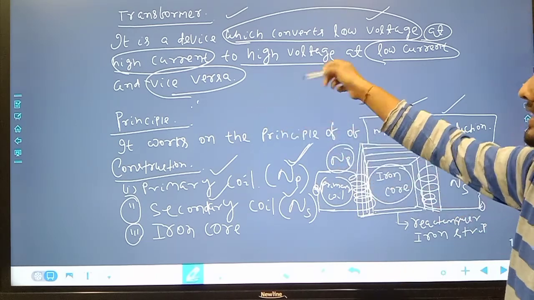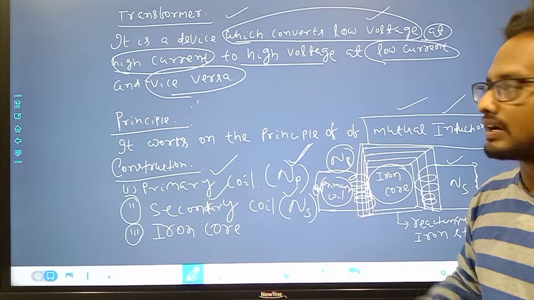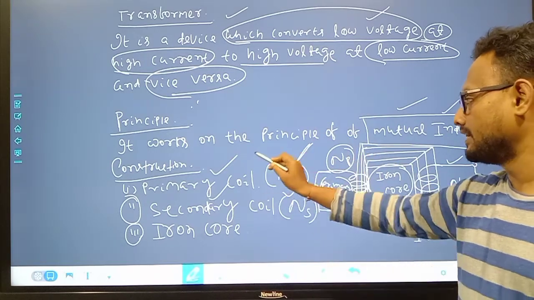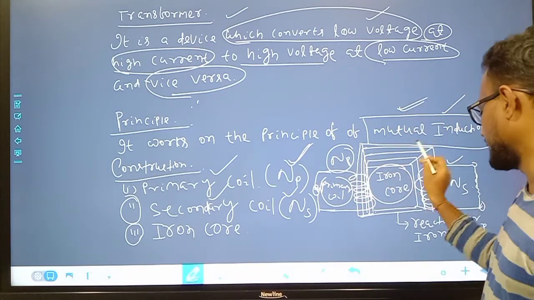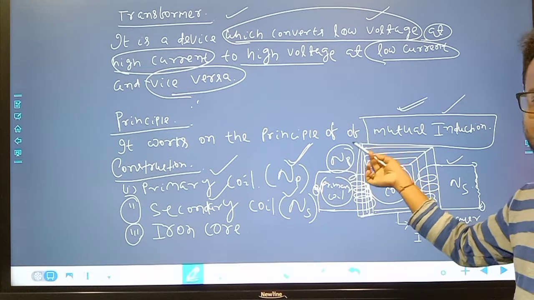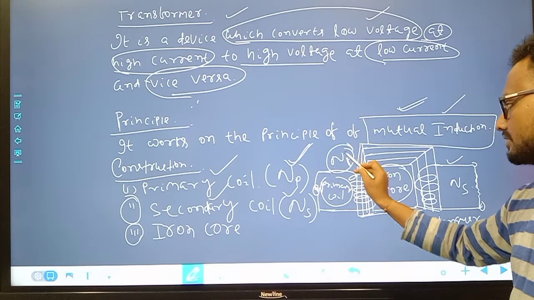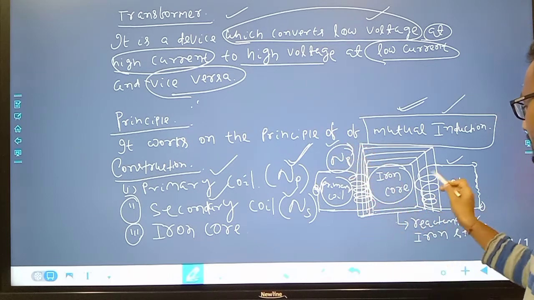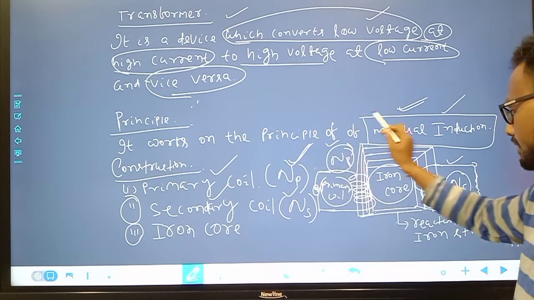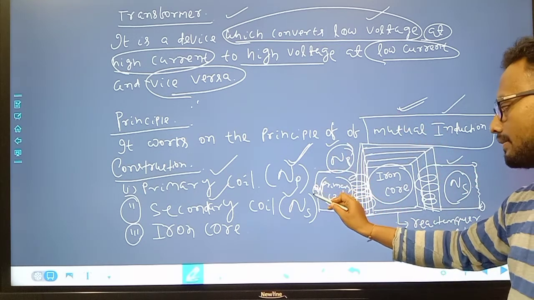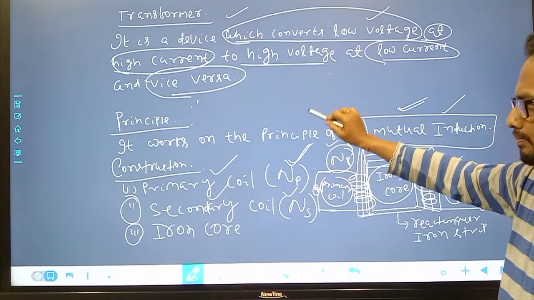So this is a transformer: low voltage at high current to high voltage at low current and vice versa. This is the principle: it works on the principle of mutual induction. What is the construction? There are rectangular iron strips one upon another, then copper wires are wound in a number of turns. The number of turns in the primary coil is NP and the number of turns in the secondary coil is NS. Okay, if it is low voltage, then it becomes high voltage. If it is high voltage, it becomes low voltage. Clear? So this is all about transformer principle and construction.